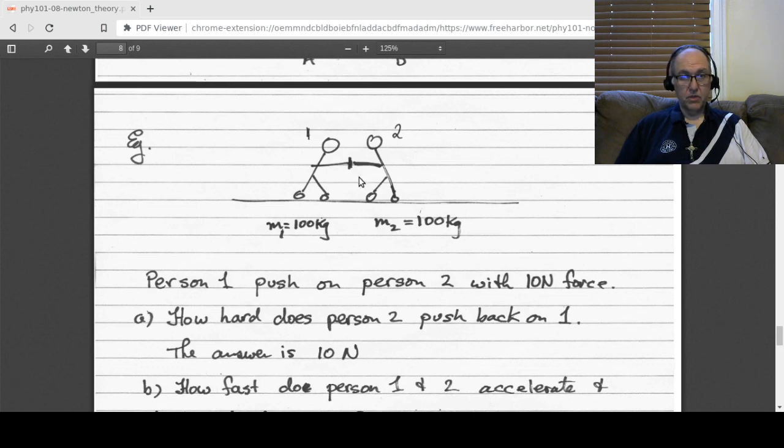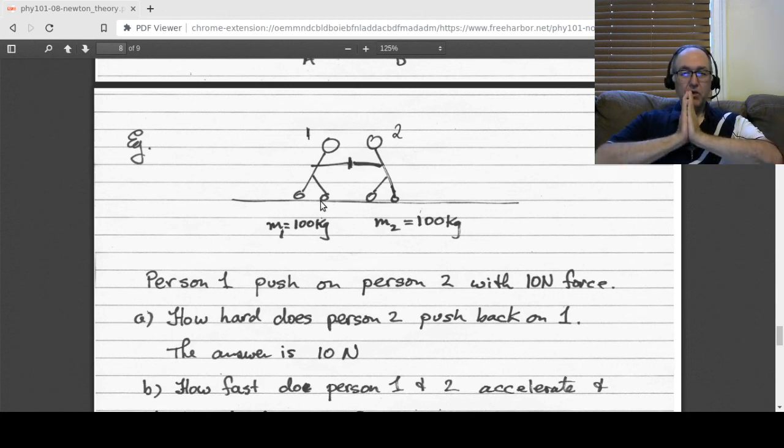It's obvious that person 2 is going to push back on person 1. And the answer, Newton's third law, will say it has to be 10 Newtons because the two have to be the same. 1 pushes on 2 with 10, 2 pushes on 1 with 10 Newtons. Great. Now the next question is, what is the acceleration of person number 1 and what is the acceleration of person number 2? So I put them on roller skates. Again, my drawing skills are terrible, but these little circles here are supposed to be roller skates.